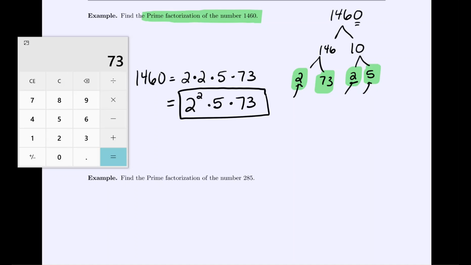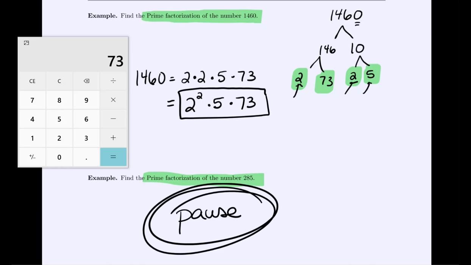And this is a really important concept to be comfortable with because our next ideas related to greatest common factor and least common multiple are all related to the prime factorization. So for our next example, we're asked to find the prime factorization of 285. So why don't you take a moment to attempt this on your own. Pause the video right now, work out this problem, and when you're ready to check your work, unpause, and you'll see the solution discussed.